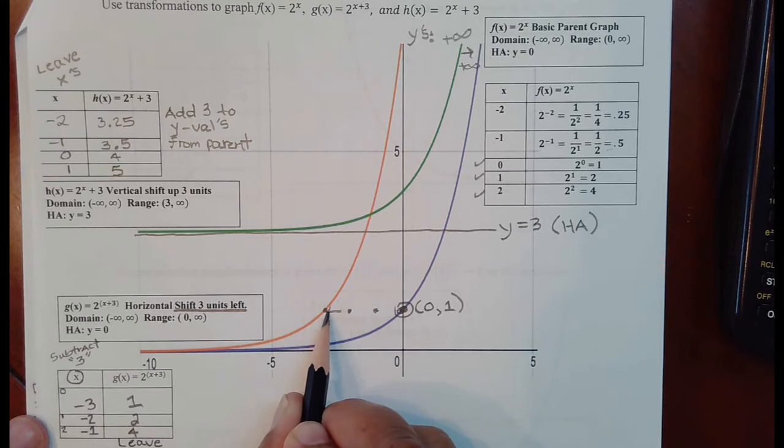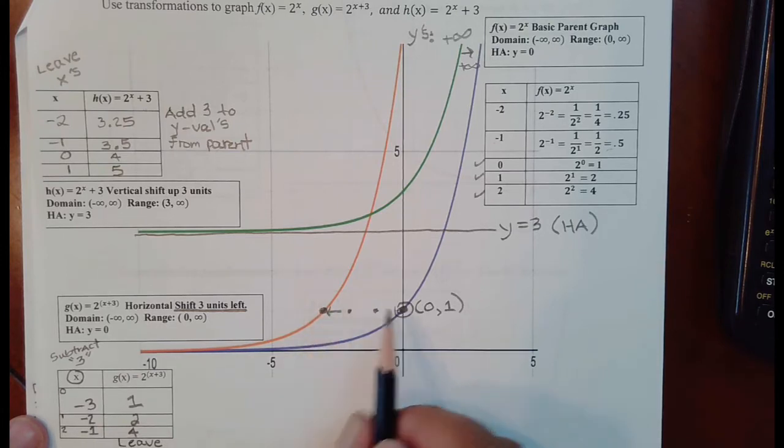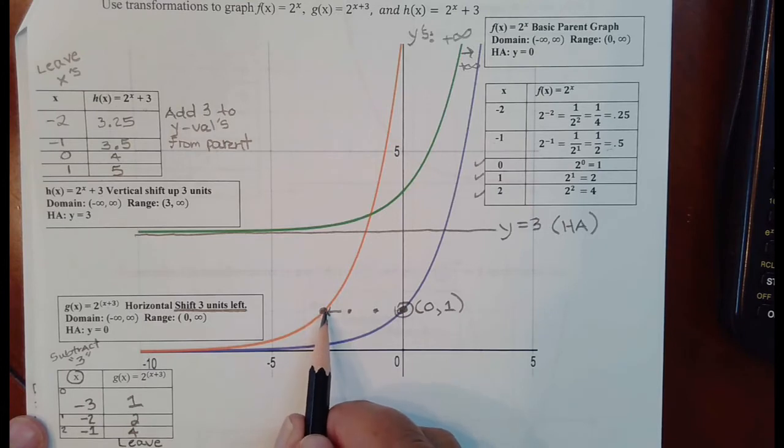That point on the parent graph is a good way to check the shifts that are happening in other graphs, especially when you have all of them on the same set of axes.